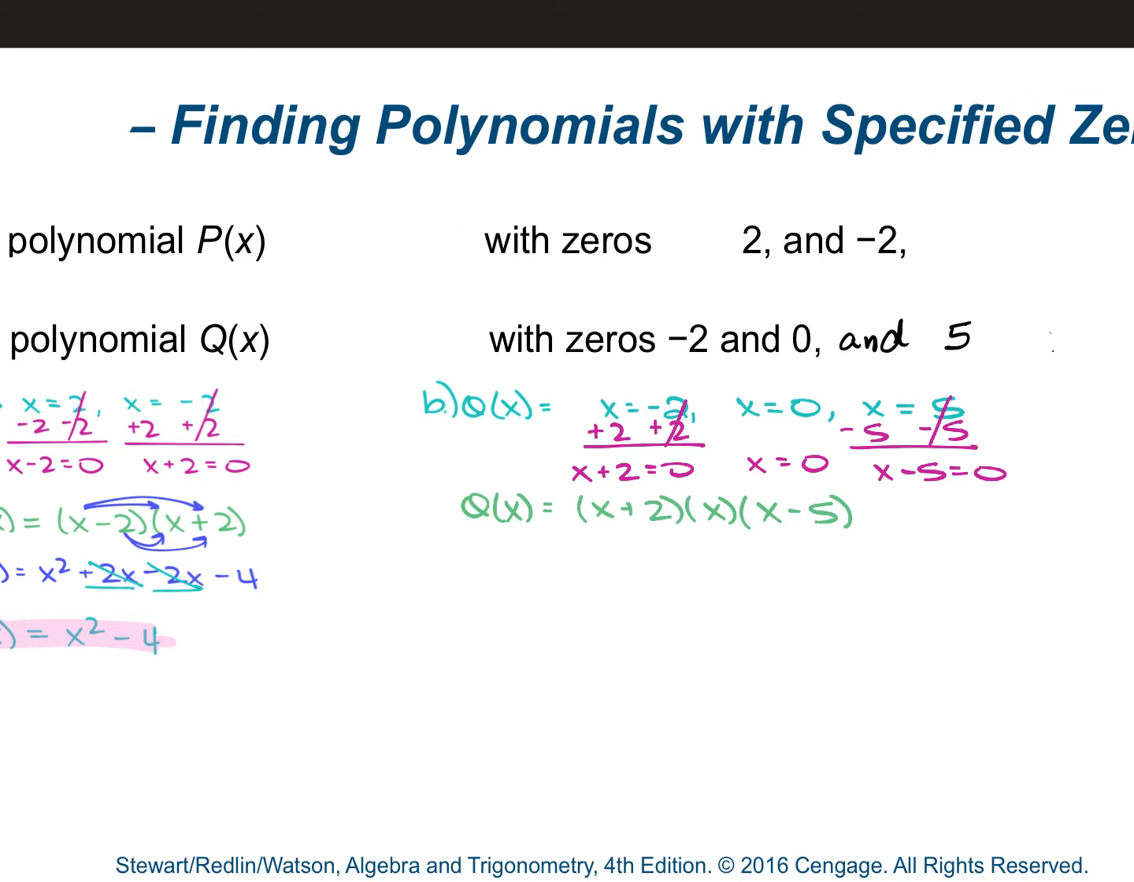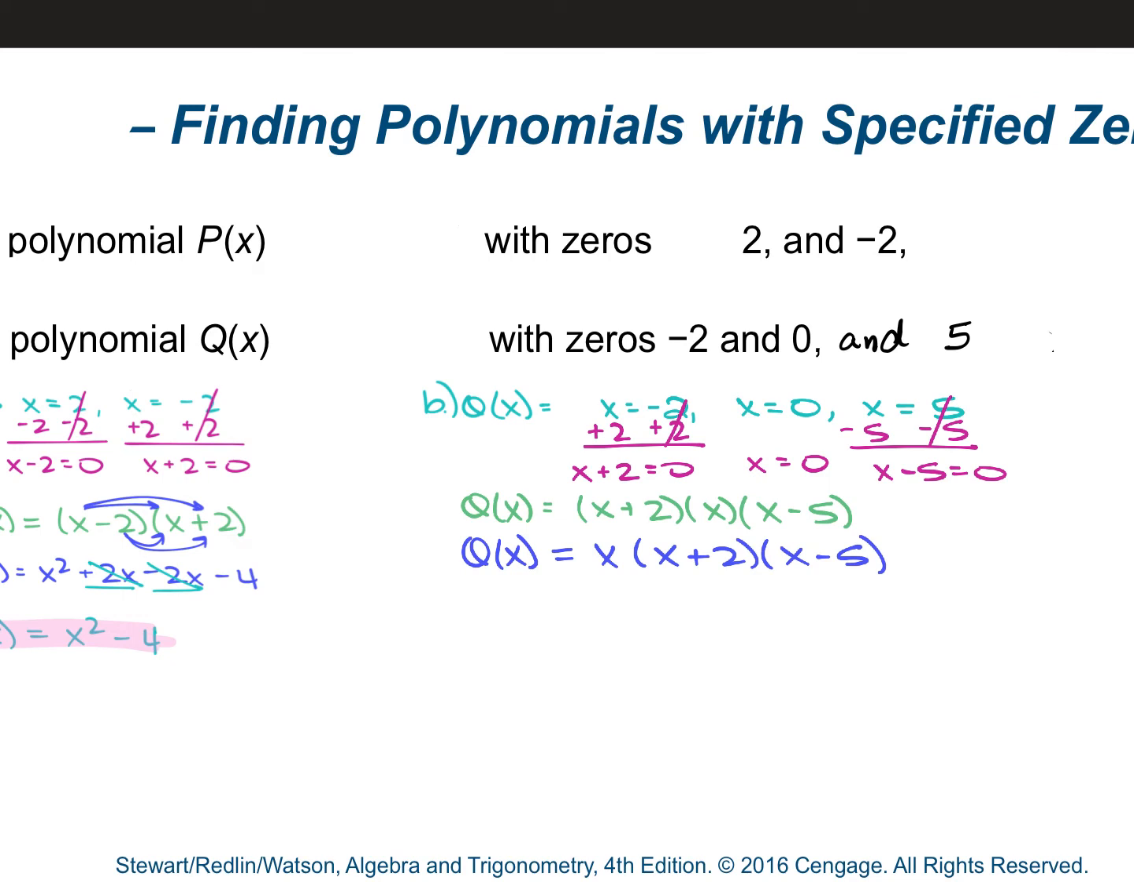Now, I don't like it when it's written like this. I like my x that's by itself to be out front. So I would just rewrite it to where it's q of x is equal to x times x plus 2 times x minus 5. To me, it's just easier that way. You don't have to rewrite it. It's totally up to you.